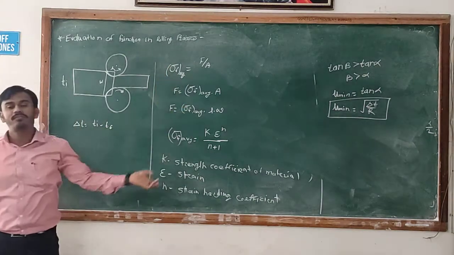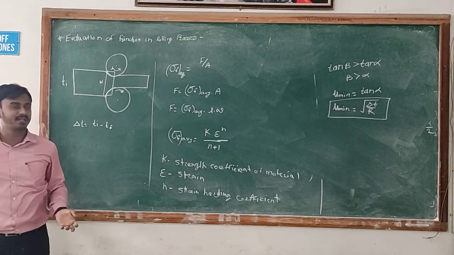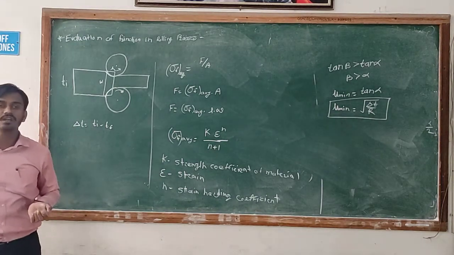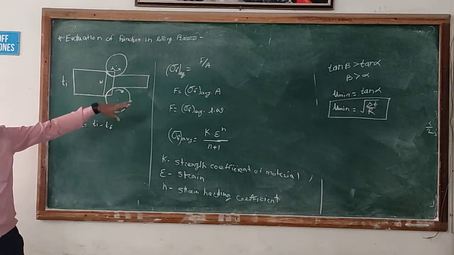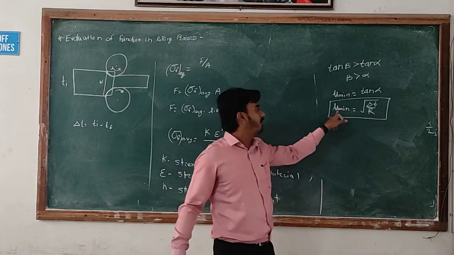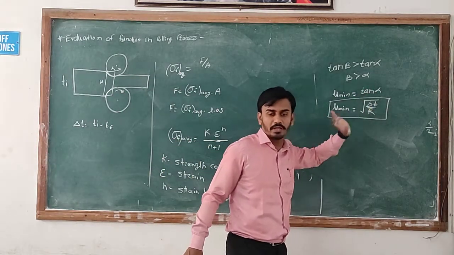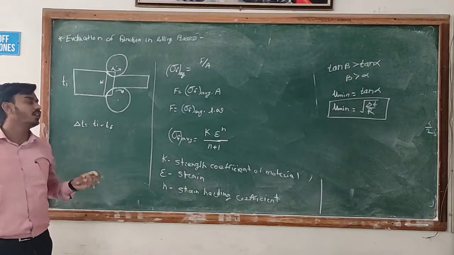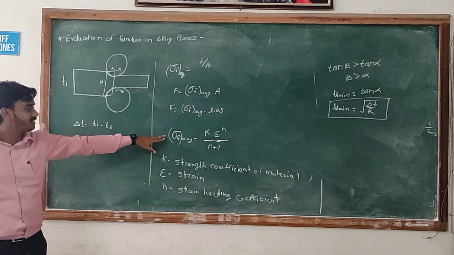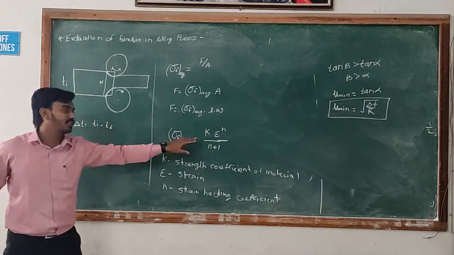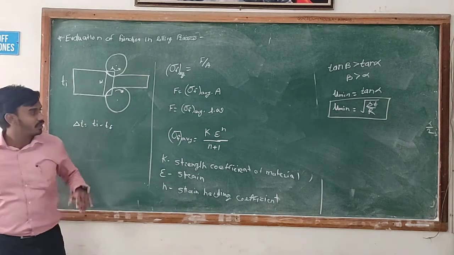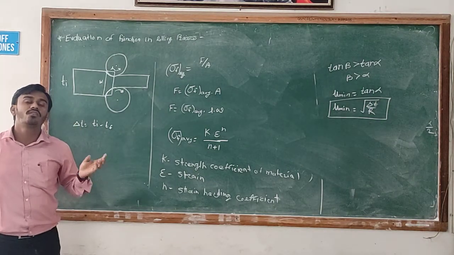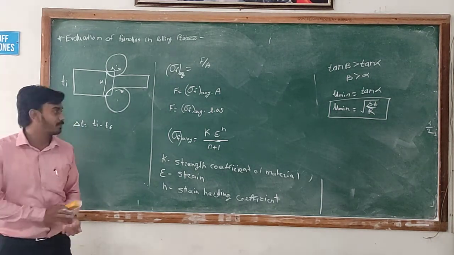So these are some formulas to calculate the friction in a material or the force in a rolling process. This is the minimum friction in a rolling process, and this is the average flow stress in a rolling process. Now we will discuss the force analysis of the forging process.